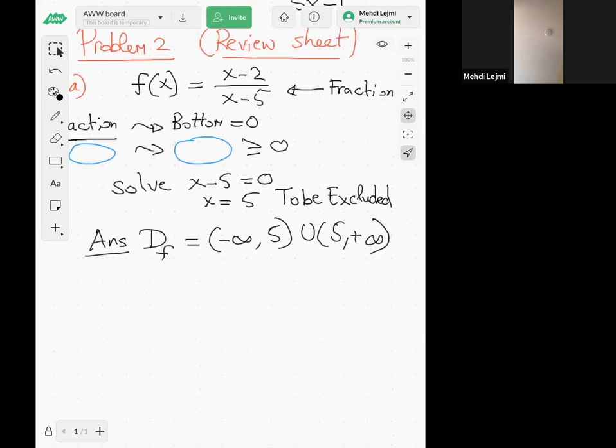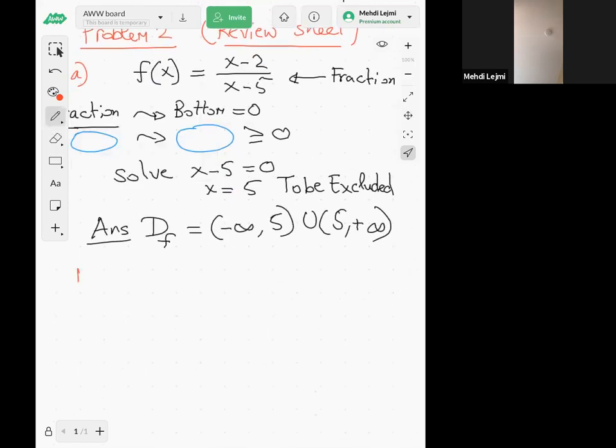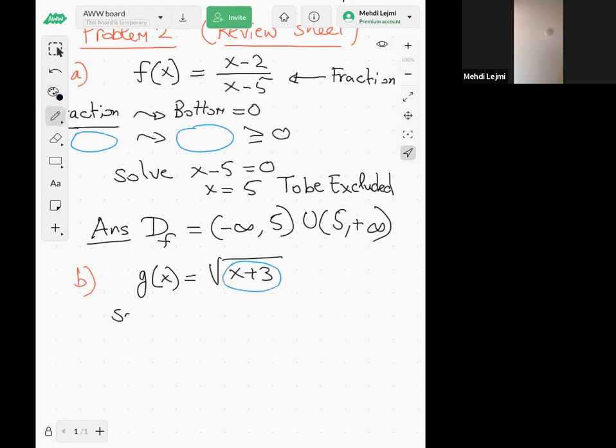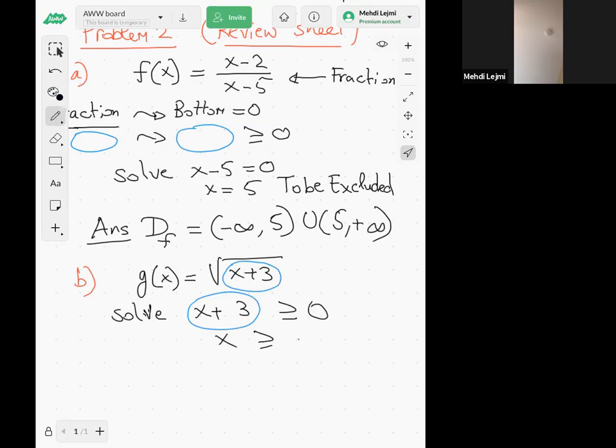So that's a fraction. Now for B, it's a different story. For B, it's not a fraction, it's a square root. So that's your g of x. It's the square root of x plus 3. So what do we have under the square root? We have x plus 3. So we have to solve x plus 3 larger or equal to 0. Then, of course, you subtract 3, so your x is larger or equal to negative 3.